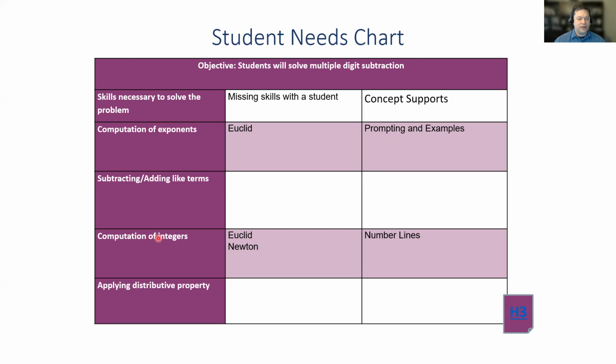Take a look at this one. For computation of integers, Euclid and Newton still struggle with it. So I can do an independent one. They've had lessons on number lines in the past that will support Euclid and Newton's work on the computation of integers required in that division approach. All right, so same approach you saw with the subtraction problem. What are the major skills? Who might need the support? And what will those supports be?